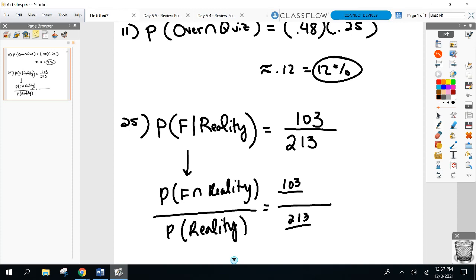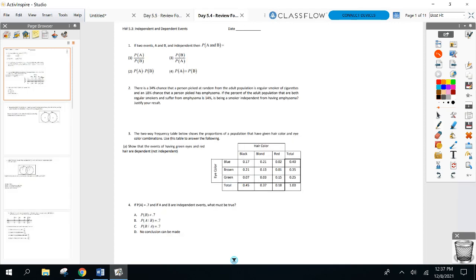Last recap, we have tables, very similar to the one we just did in the Regents exam. Here's a table, answer a couple questions off the table. Using the formulas, you have three formulas: given, and, or. And then, are these events independent or dependent? That's what we're looking at tomorrow. All right.